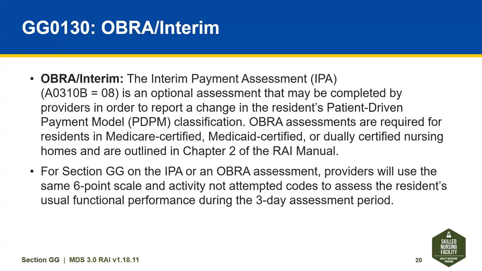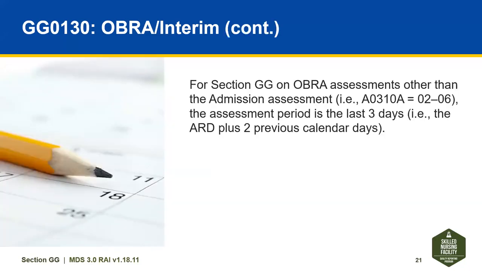For Section GG on the IPA or an OBRA assessment, providers will use the same 6-point scale and activity not attempted codes to assess the resident's usual functional performance during the 3-day assessment period. For A0310A equals 2 to 6, the assessment period is the last 3 days. In other words, the ARD plus 2 previous calendar days.